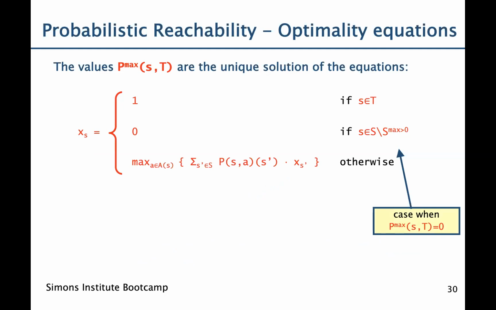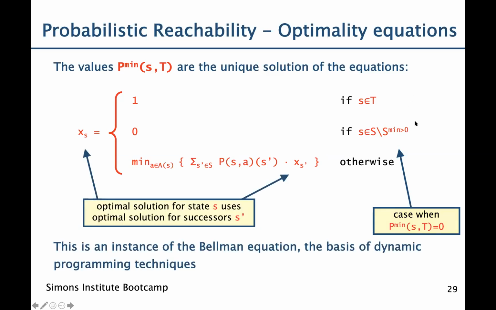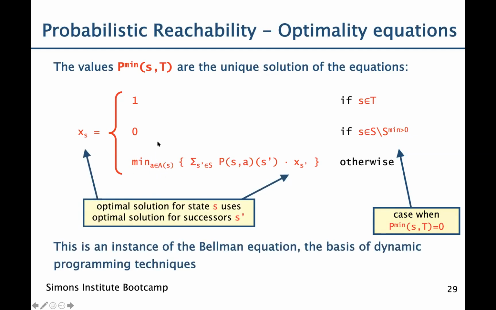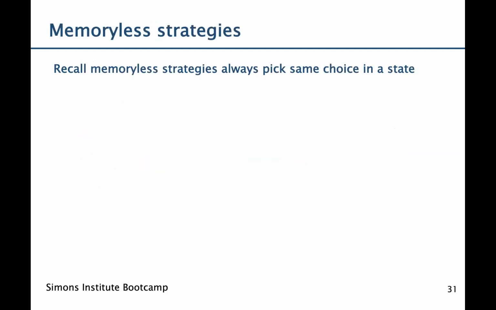For max, it's almost the same. All that we change is here. The second case is where the maximum probability is equal to 0, as opposed to the minimum. And here we take the max over the available actions, while previously we took the minimum over the available actions.